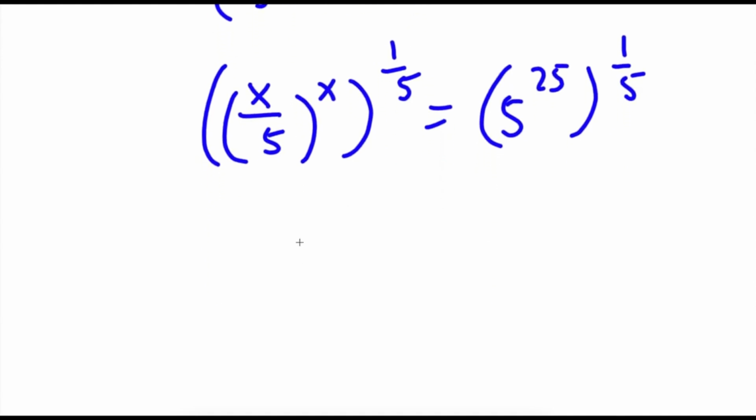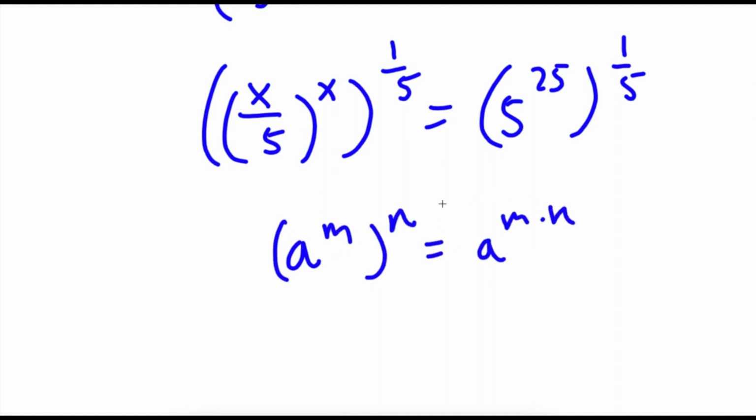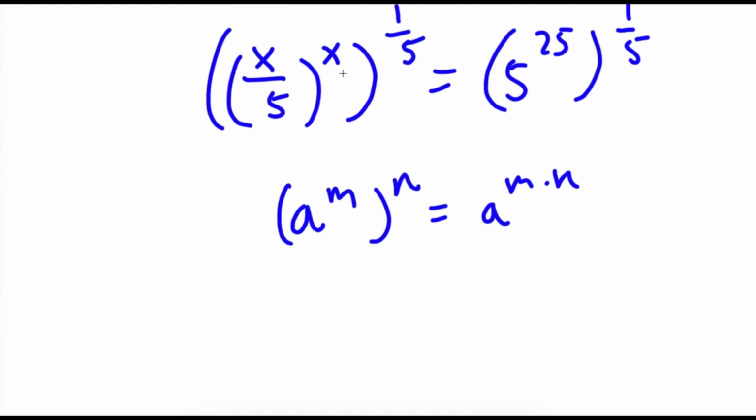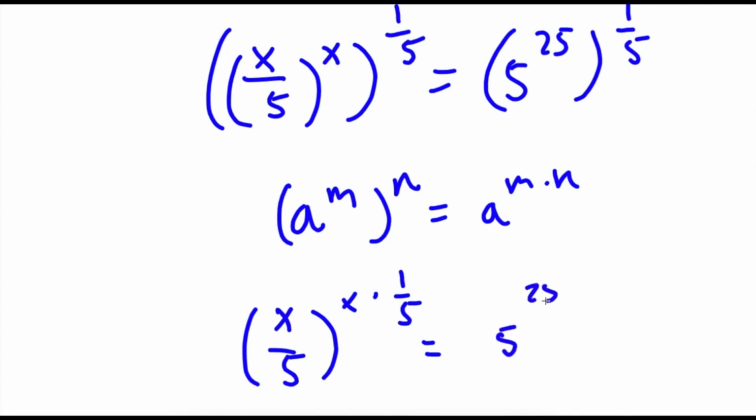Now, if I have something in the form a to the power of m to the power of n, this is equal to a to the power of m times n. So for (x over 5 to the power of x) to the power of 1 over 5, that is going to equal x over 5 to the power of x times 1 over 5. Now this is equal to (5 to the power of 25) to the power of 1 over 5. That's going to equal 5 to the power of 25 times 1 over 5.